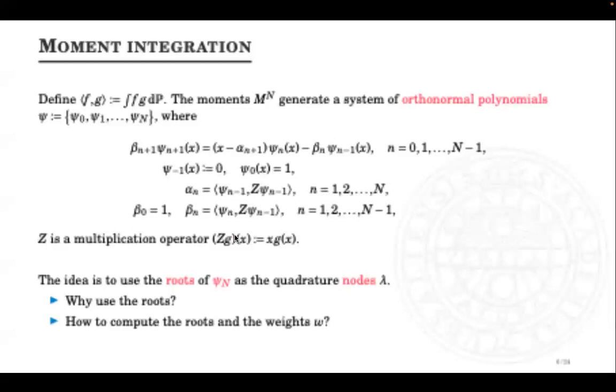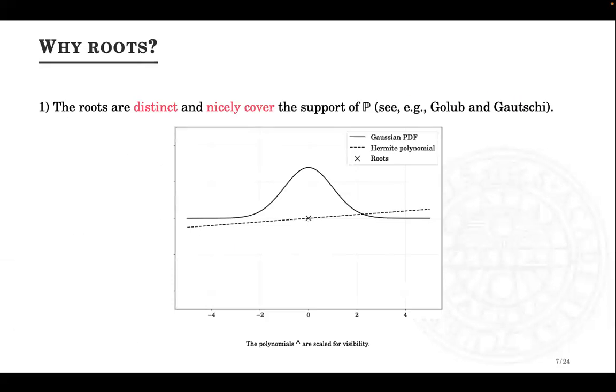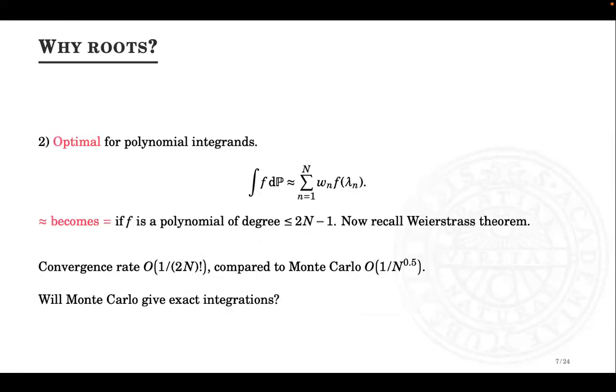Like that. Okay, so anyway, if you increase the order of the polynomial, you can see the roots spread very nicely over the support of the distribution. Another motivation, which I also think is the most important reason, is that we can calculate the weights in a clever way such that the integral will be exact for a certain order of polynomial integrands.